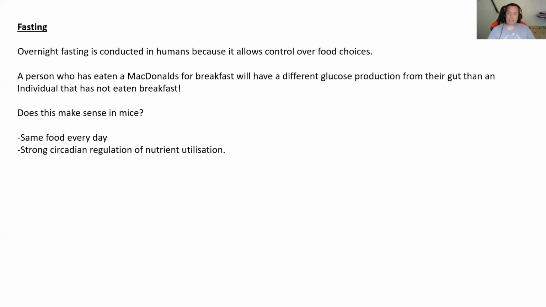Okay, so fasting. Most often GTTs are conducted in the fasted state, and I'm not sure that is necessary in mice, and it may even be disadvantageous. Overnight fasting has to be done in humans because it allows control over food choice. So a person who has eaten a McDonald's for breakfast will have a different glucose production from their gut than an individual who has not eaten breakfast at all. And this could make the difference between being diagnosed with diabetes and not being diagnosed with diabetes. So it's clearly something that needs to be controlled for.